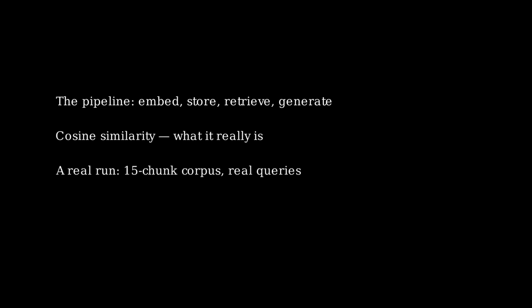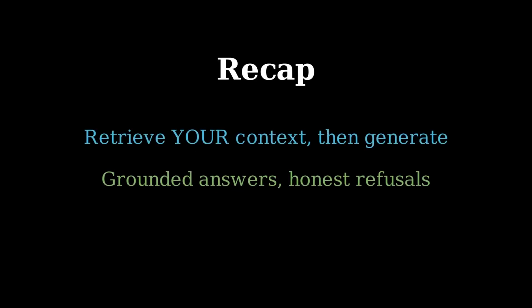We'll see the full RAG pipeline. Embed, store, retrieve, generate. We'll build the intuition for cosine similarity, the math behind retrieval, then a real run on a small corpus with the test that proves RAG is actually doing its job. First, the pipeline and the math. Then we go to the terminal and watch RAG retrieve from a real corpus, ground a real answer, and correctly refuse what it doesn't know. Recap: RAG grounds the model in your data by retrieving relevant context before generating. Next, the pipeline, the math, and a real local run.